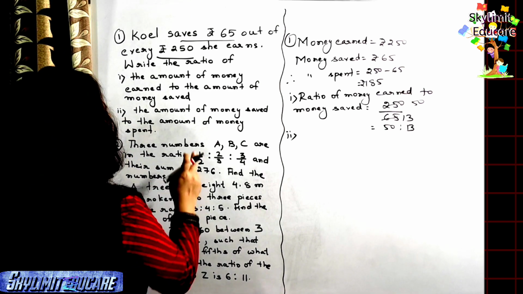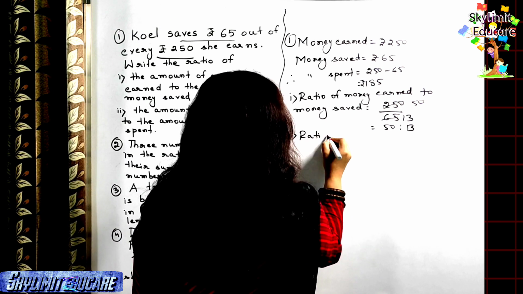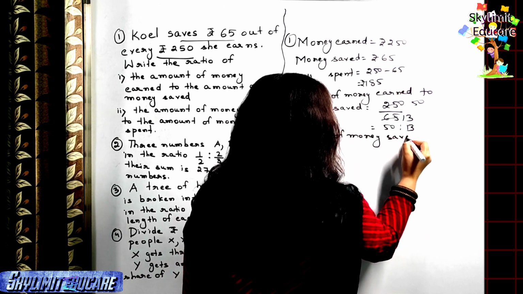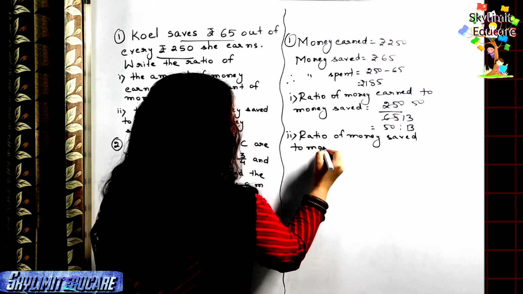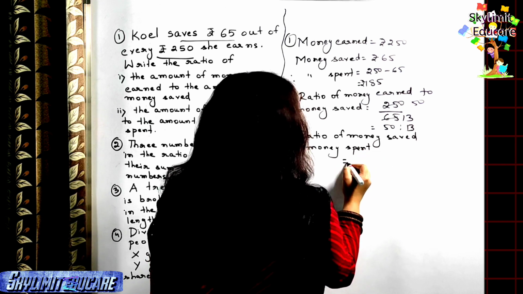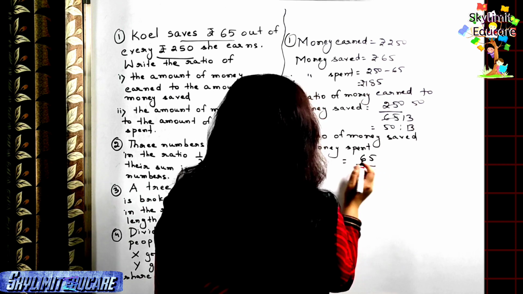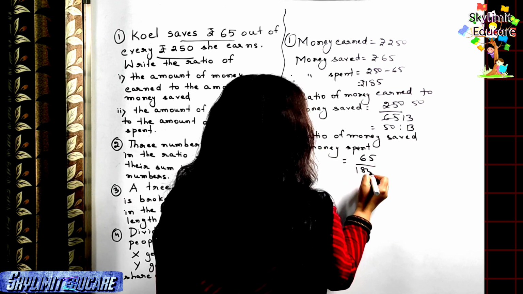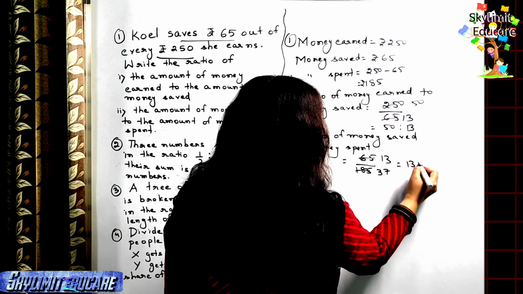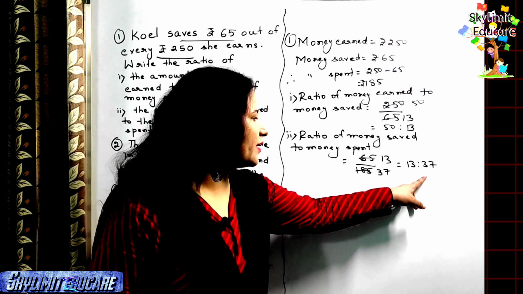Now let's come to bit number 2. Ratio of the money saved to the money spent. We have already calculated money spent. So money saved is 65 and money spent is 185. Clear? So 13 is to 37. Here the order matters, so we cannot write 37 is to 13.